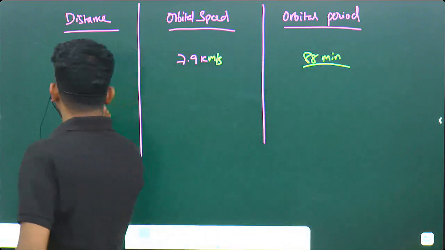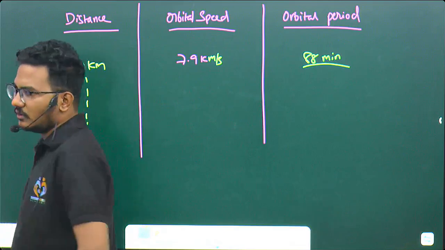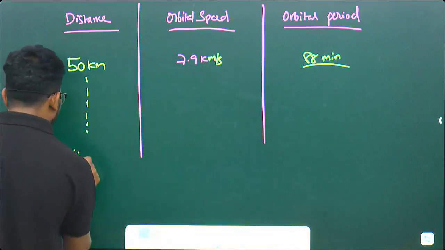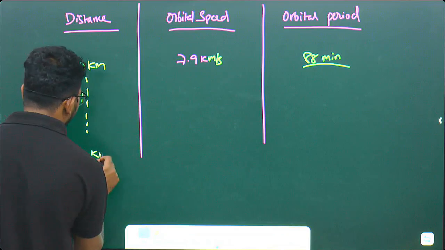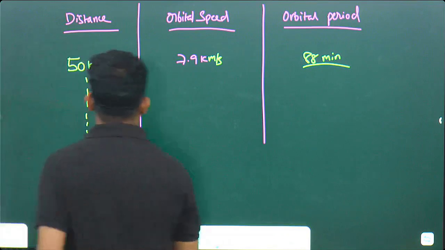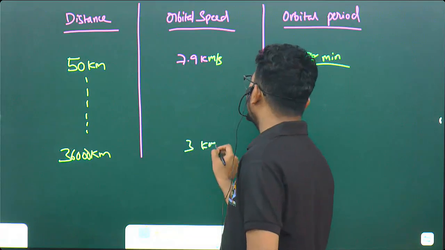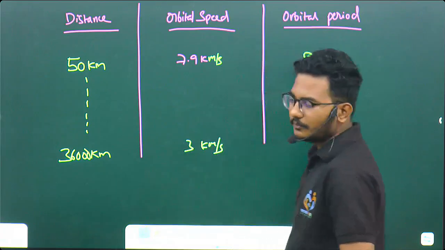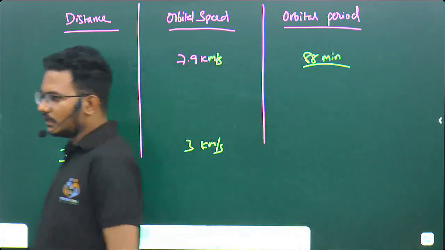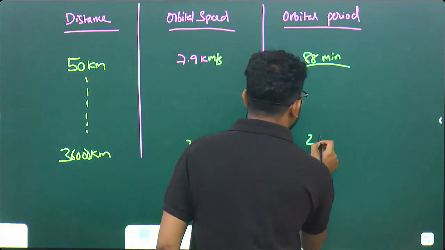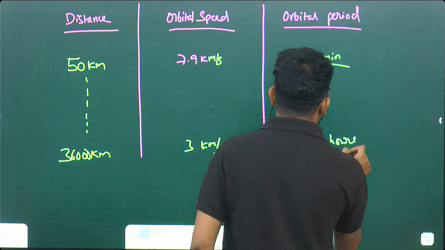Okay. So in between, the kilometers are not mandatory for UPSC. So we'll see 36,000 kilometers. At 36,000 kilometers, we need to maintain 3 kilometers per second, and you know exactly that the orbital period is 24 hours.